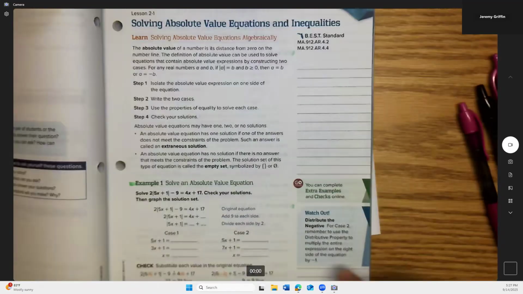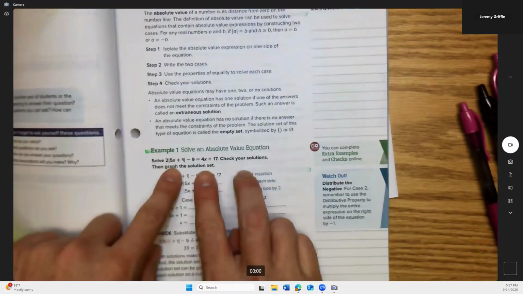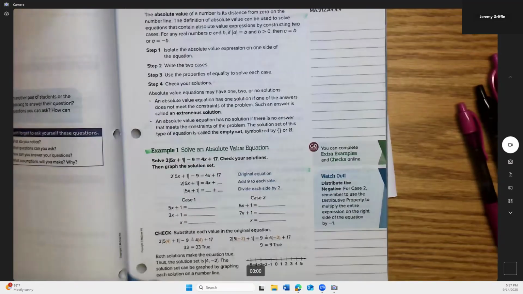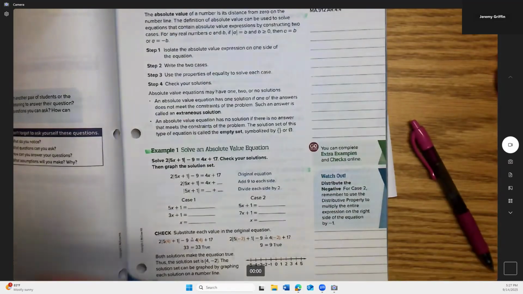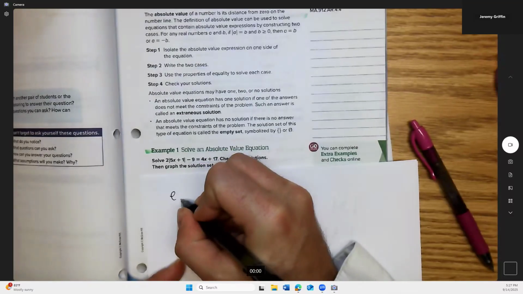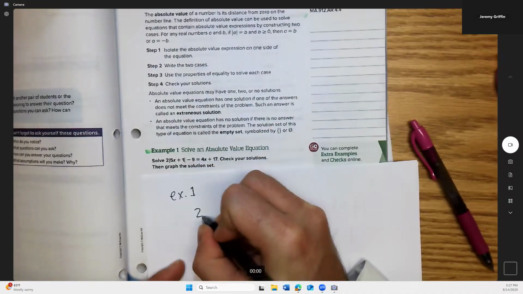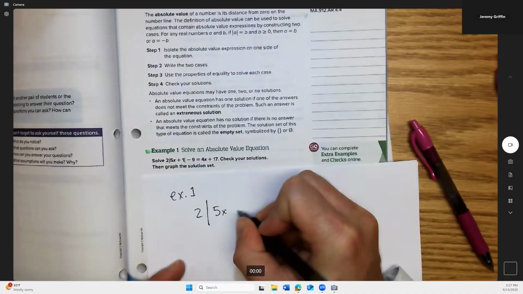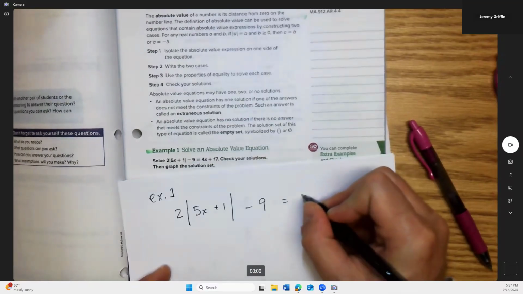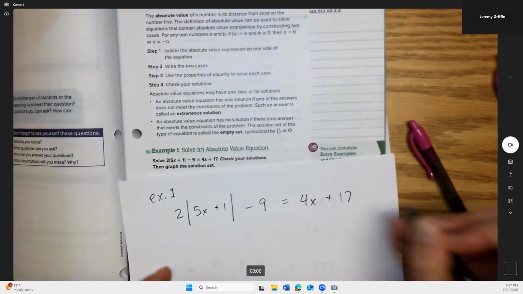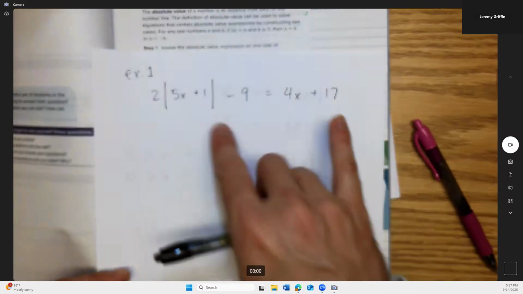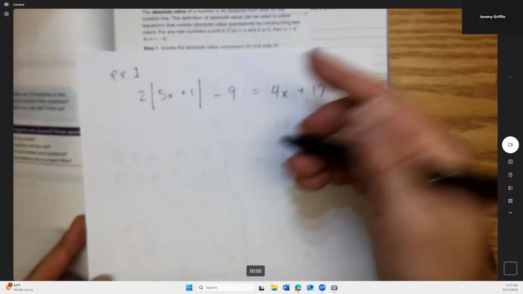All right, so now let's make this a bit more exciting. What if we have a whole equation, a whole expression, and there are some absolute value bars that show up? I'll go through these examples. Example 1: 2 times the absolute value of 5x plus 1, minus 9, is equal to 4x plus 17. So there might be one, maybe two values of x that could make this true. We're just going to go through our algebra rules and see how this plays out.